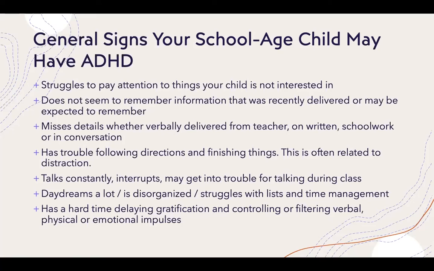This is a child who perhaps is talking constantly, interrupting, maybe a student who's getting in trouble for talking during class. This is a child who may be daydreaming quite a bit, who may be disorganized and struggling to organize with lists and manage time. And then a child who has a hard time delaying gratification, controlling or filtering their verbal, physical, or emotional impulses.